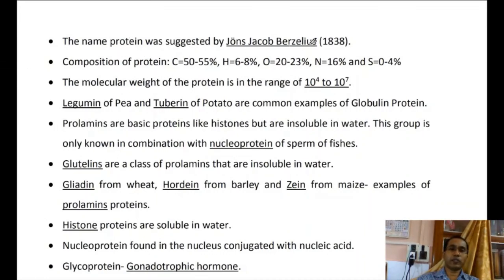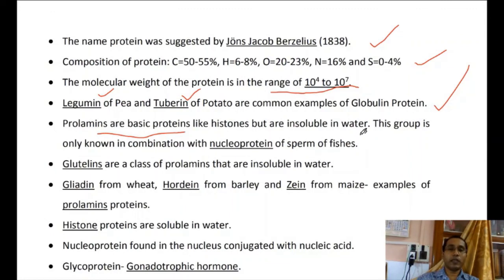The name of the proteins was suggested by Jan Jacob Berzelius. This is also important. Composition of proteins, these are the key points I have mentioned. You have to remember that the molecular weight of a protein should be between 10 to the 4 and 10 to the 7. Legumin is a very good example from pea, and tuberin from potatoes, common examples of globular proteins. Prolamins, again a very important protein.